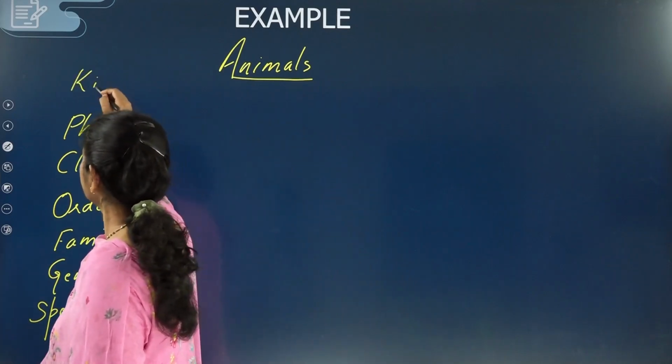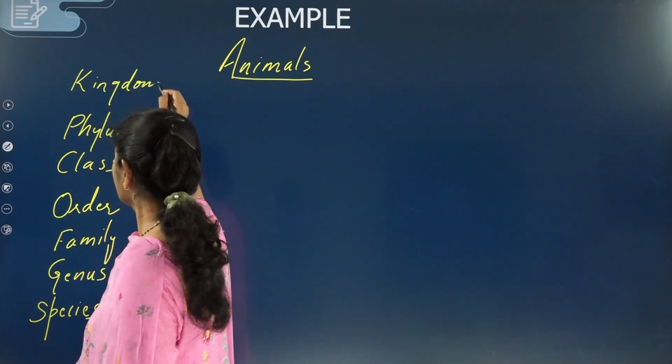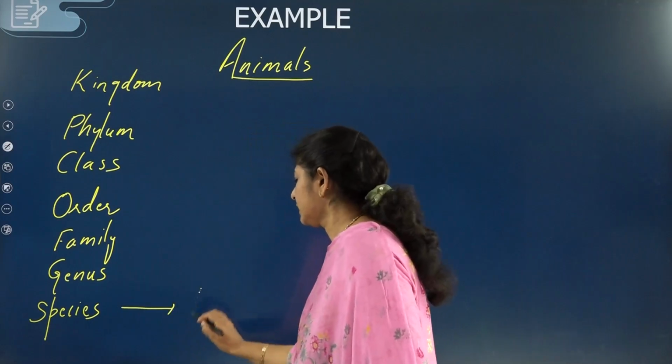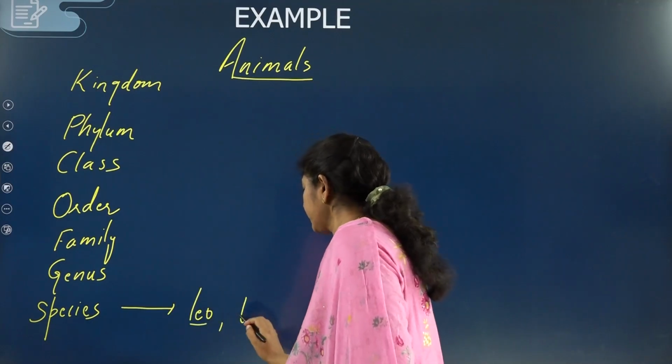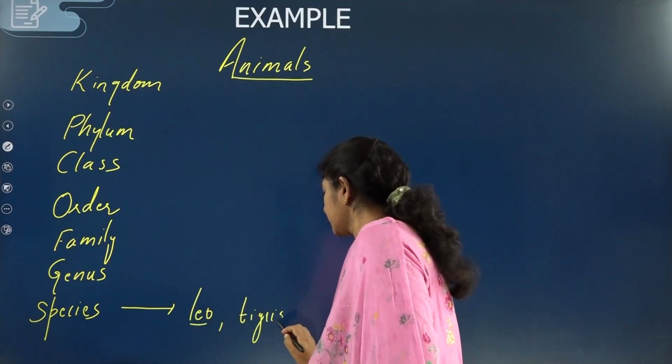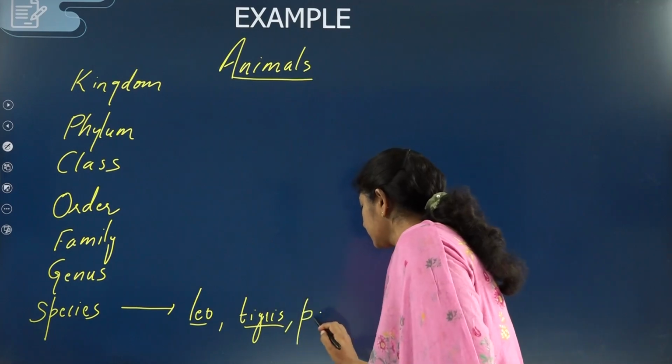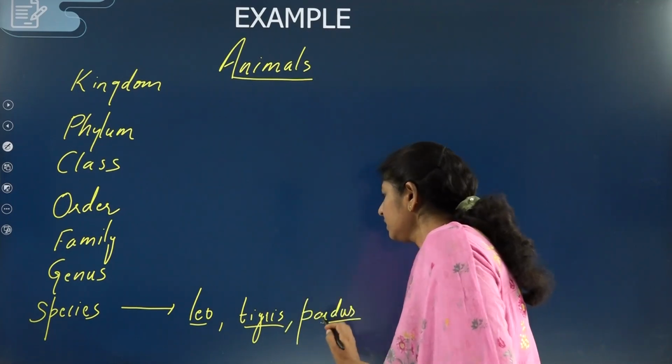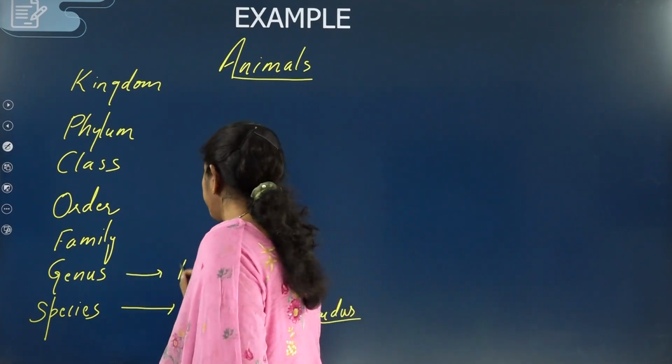Then is a kingdom. In your book, they have written the species like Leo, tigris, pardus, which come under which genus over there? Panthera.